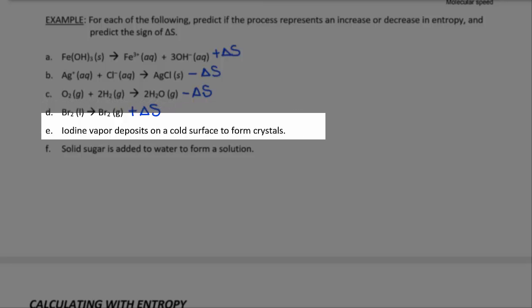Over here we have iodine vapor, which is a gas, and it deposits onto a cold surface to form crystals. So it's going from a gas to a solid. We're decreasing the amount of movement that can happen, so we're decreasing the entropy.